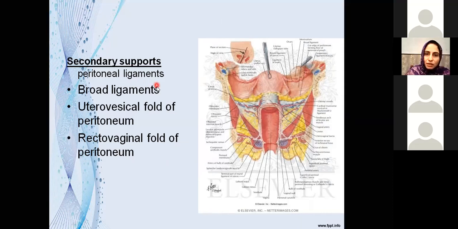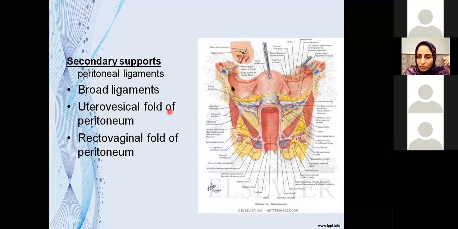These are the peritoneal ligaments, which are very soft ligaments, and you can understand that they are supporting only in name, okay? These are actually not the support. Even with them, prolapse can occur, but they are actually attached, so we can call them secondary supports. Broad ligament, I told you, they are covering.